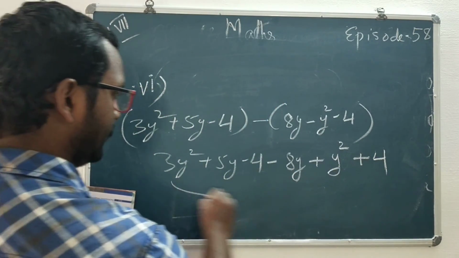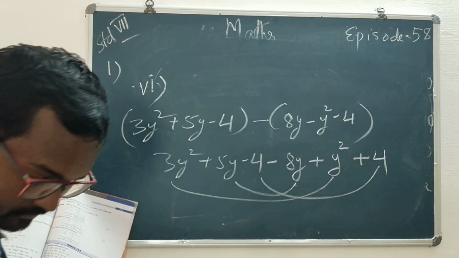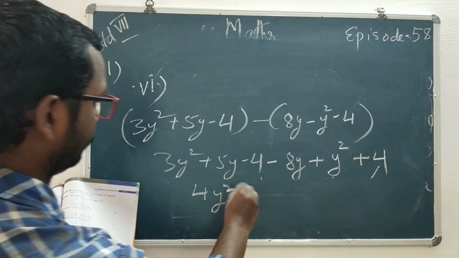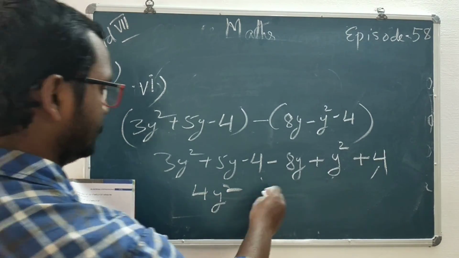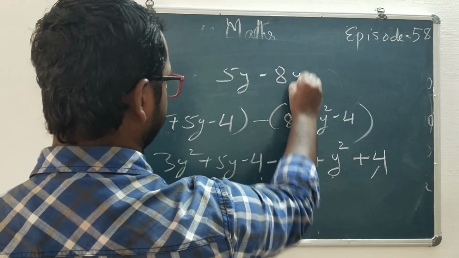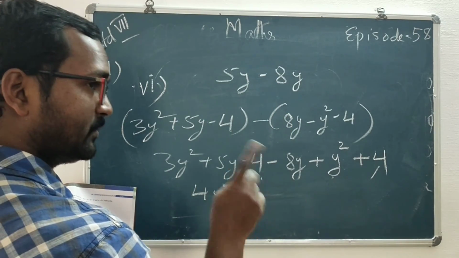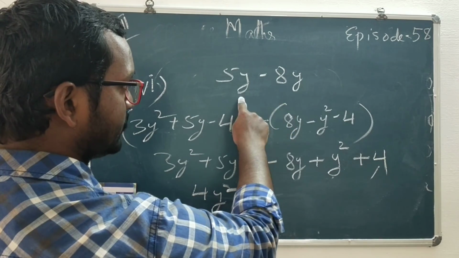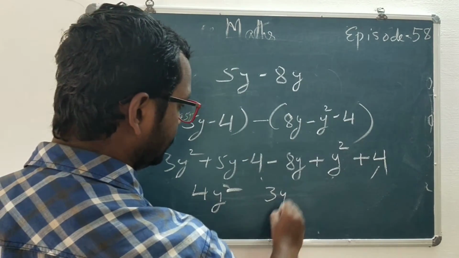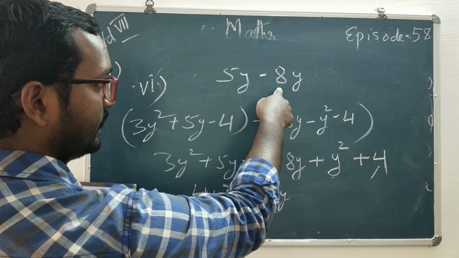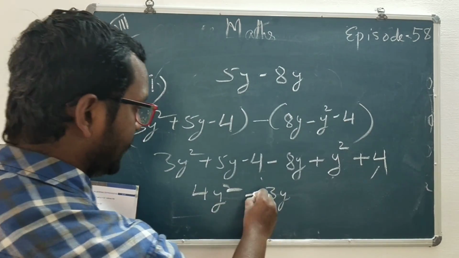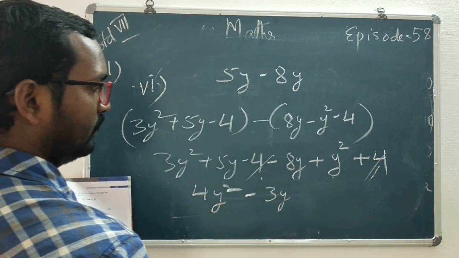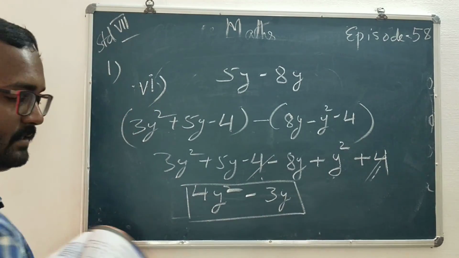And then bring the like terms together. This is one like term. This is one like term. This is one like term. So 3y square plus y square becomes 4y square. Plus 5y minus 8y. Plus and minus, when they come together, we have to do subtraction and then put the sign of the greater number. Here, if we subtract 8y minus 5y, we get 3y. But 8y has the greater number, 8 is greater than 5, and its sign is minus. So we will put minus 3y. Next, minus 4 plus 4, both will become 0. So the answer is 4y square minus 3y.